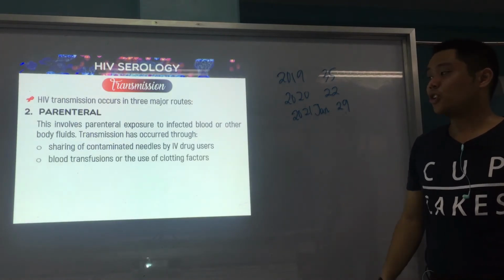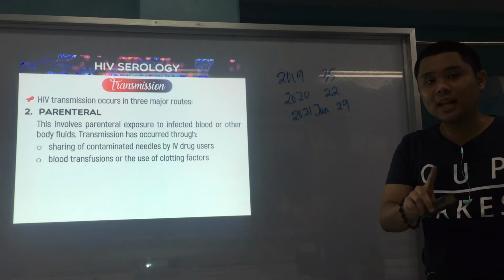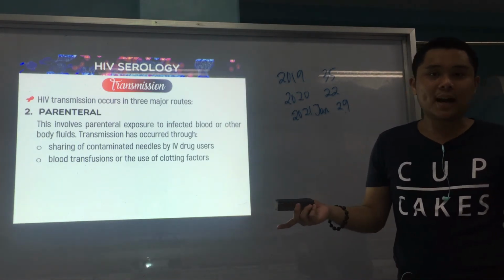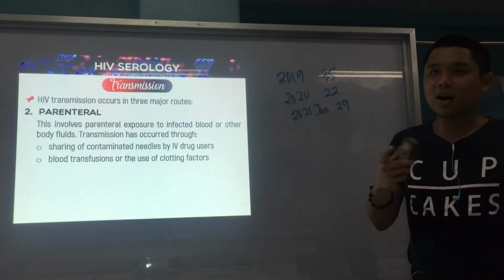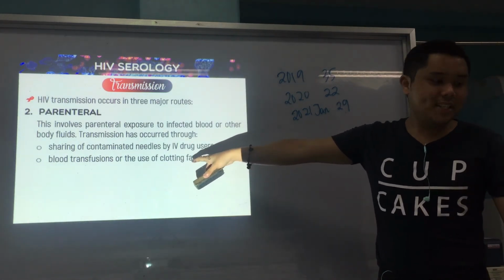The second one is blood transfusions and the use of clotting factors. But nowadays, we already have testing for HIV in our blood products and in the clotting factors we transfuse. So this has been significantly decreased.